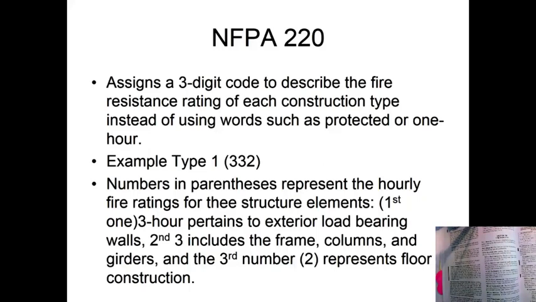And then the third number represents the floor construction. So that means we have the number here, type 1, 332. The 2 represents the floor construction. So I just kind of want you to understand, because sometimes the NFPA is using that. But it's amazing how it matches what you see in the IBC code. They work very closely together.